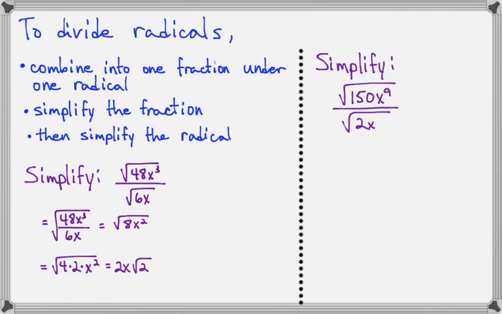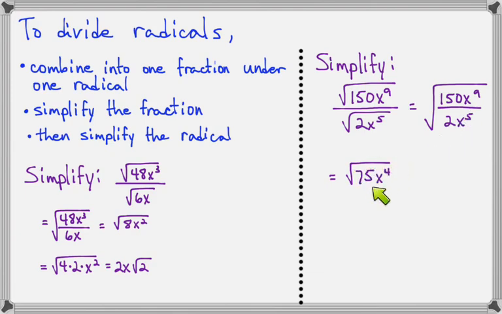Here is another similar example. So I've got square root of 150x to the 9th over square root of 2x to the 5th. Do not start trying to simplify this radical because it just makes it harder. Start off by putting everything together under one big radical, because that gives you a fraction that you can simplify. 150 over 2 is 75, and x to the 9th over x to the 5th is x to the 4th.